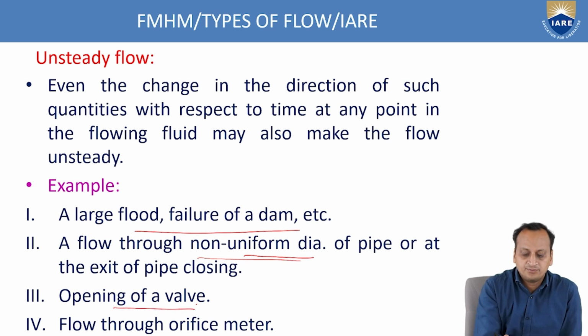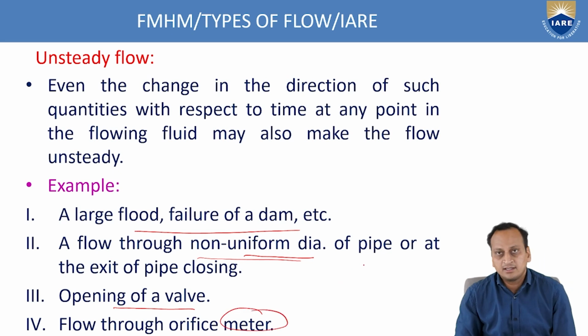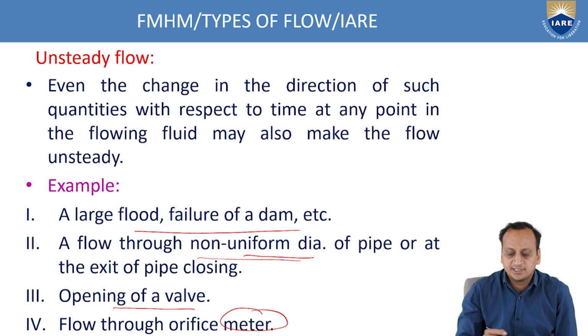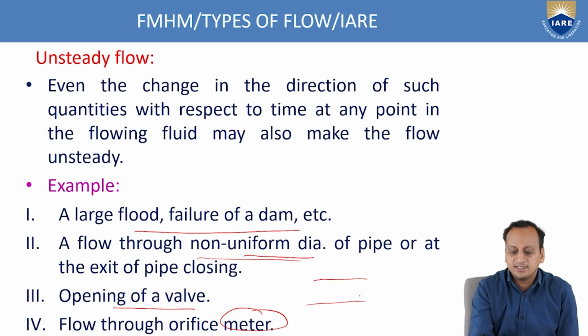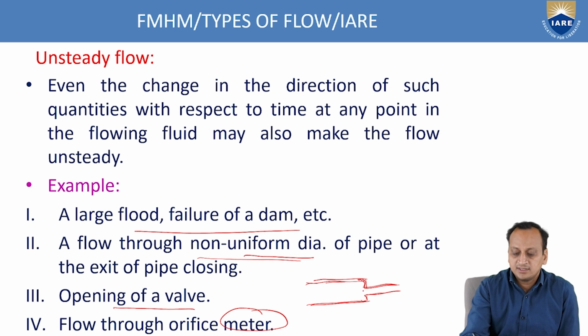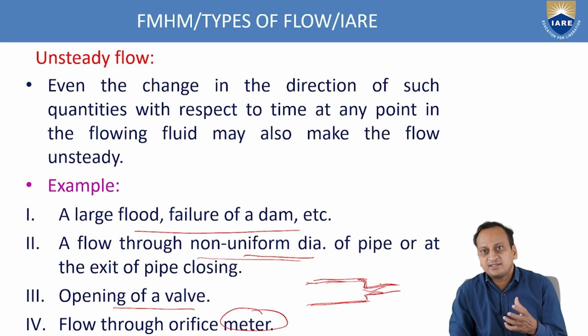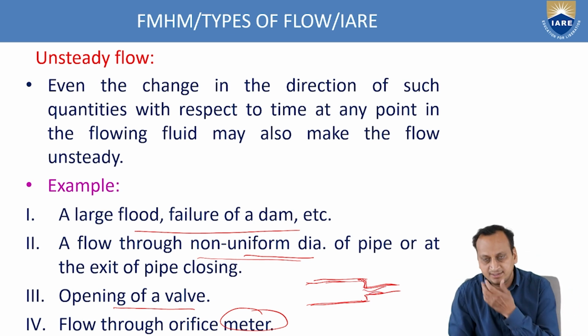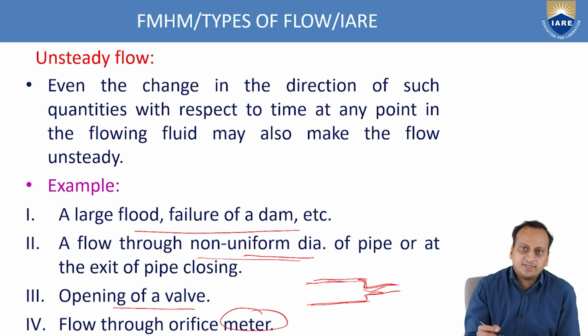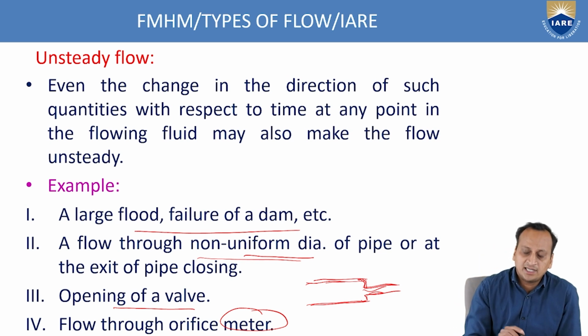Opening of a valve, flow through an orifice meter, where there will be a sudden contraction. Throughout the pipe diameter, the fluid will flow till that point. At the orifice, it suddenly has to reduce its cross-sectional area, so an abrupt flow takes place at the orifice meter. Therefore, that is also unsteady.